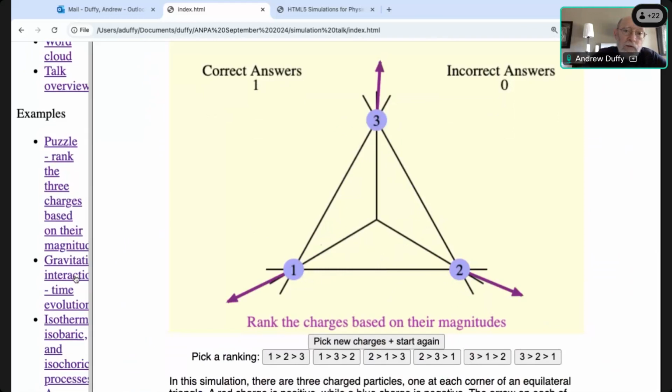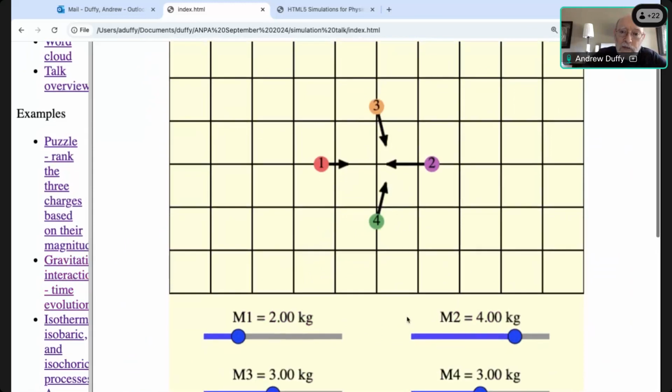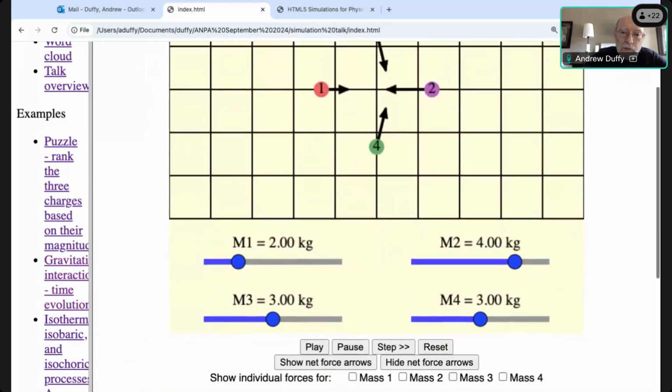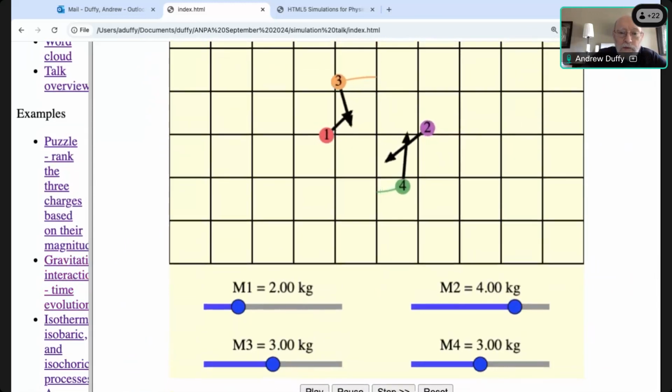Okay, here's another one about not charges. You could do it with charges as well, but these are masses interacting via gravity. Okay, so I'll hit the play button down here. At the beginning, these are just assigned random velocities and random masses, and you can watch as they interact with each other.